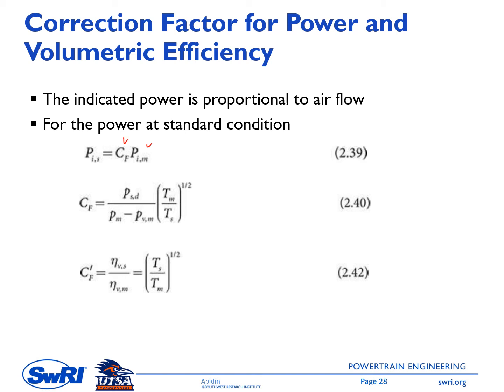So for the power at standard condition, we can get it by multiplying the measured power by the correction factor CF, and the CF here is formulated by equation 2.40. So this is the standard pressure and this is the measured pressure at non-standard condition. And then for the efficiency, we have this correction, equation 2.42. So it means that the ratio of the efficiency at standard condition to the efficiency at the actual condition here is a function of the temperature ratio to the power of 0.5.